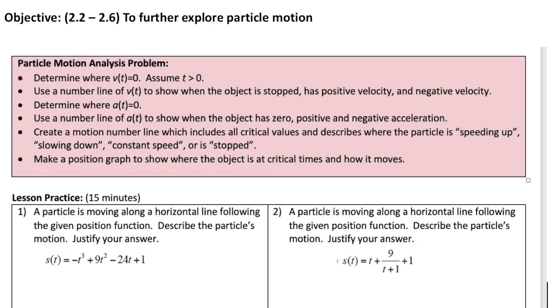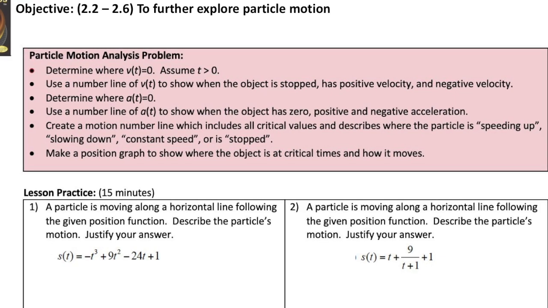All right, so now we're going to put it all together. When you are discussing a particle motion problem, you should probably determine your velocity, figure out where it is equal to 0, use a number line to show where the object has stopped so that you have positive values for velocity, negative values for your velocity on that number line. Determine where your acceleration is equal to 0. Once again, use a number line to show the zeros, positives, and negatives of acceleration. And then create a motion number line where you're going to put all the information together. Now, these number lines, once again, are just for you. It is the words, when you justify your answers, that is the part that we will be looking for.